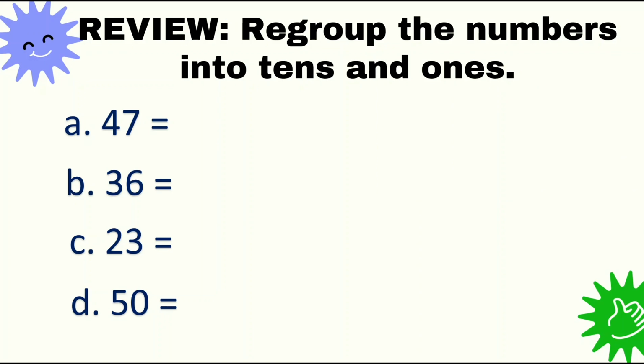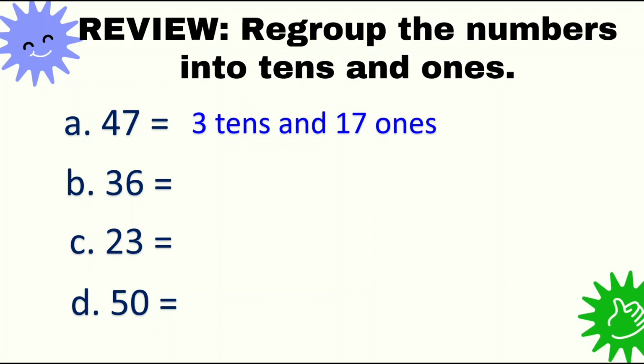Okay, let's have 47. How do we regroup 47? We can regroup this as 3 tens and 17 ones. So how did we do that? We took away 1 ten. We removed 1 ten from 4 tens, so it becomes 3 tens, and then that 1 ten, we give it as 10 ones to add to 7 ones, so it becomes 17. 10 plus 7 is 17.